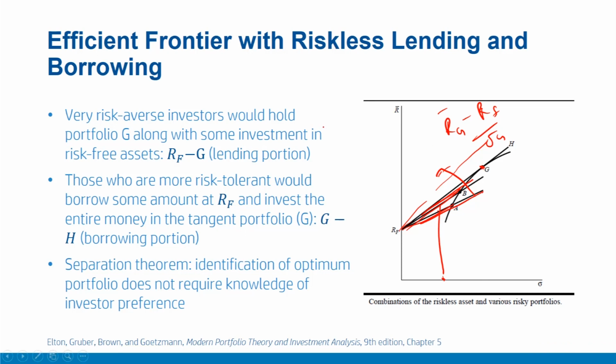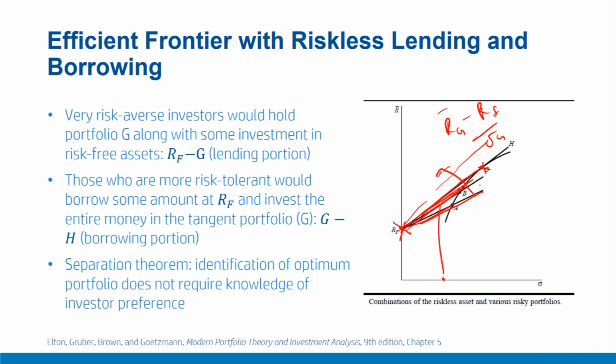Now, those investors that are more risk averse would invest some of the amount in the risk-free rate. Those who are risk averse would invest some amount here on RF and some amount in their portfolio G, so that they are on this segment RFG. This is called the lending segment.